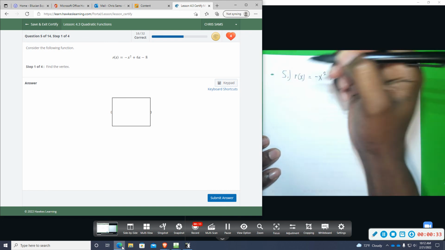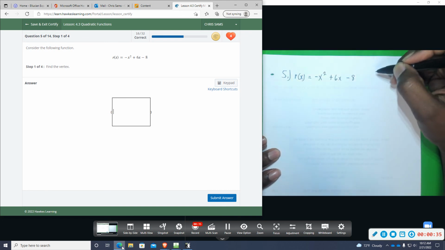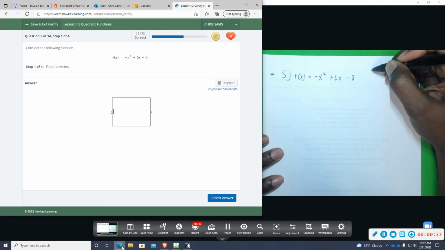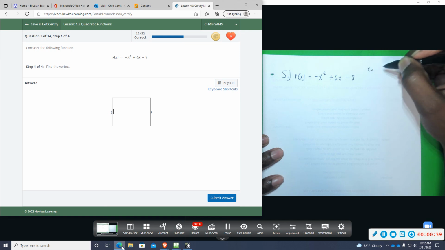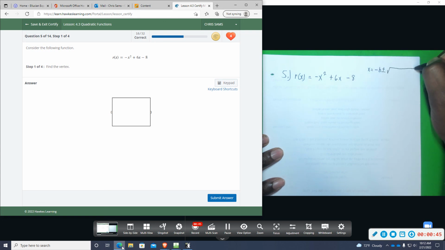one of the things you can do, and this comes from the quadratic formula. Let me actually write that out. x equals negative b plus or minus the square root of b squared minus 4ac, and all of this is divided by 2a, not the x equals, just this part.